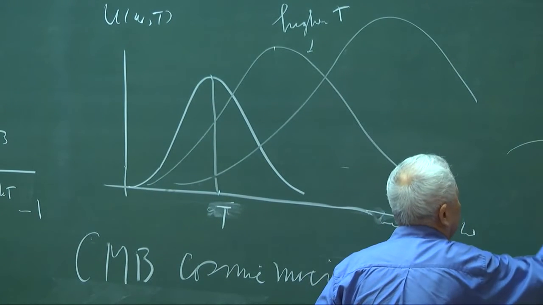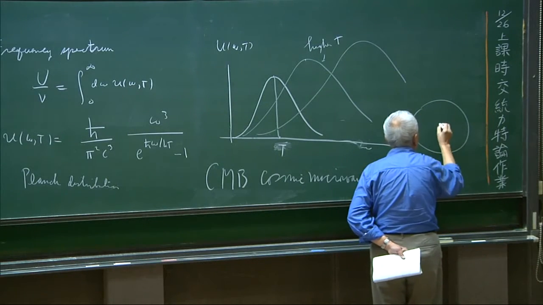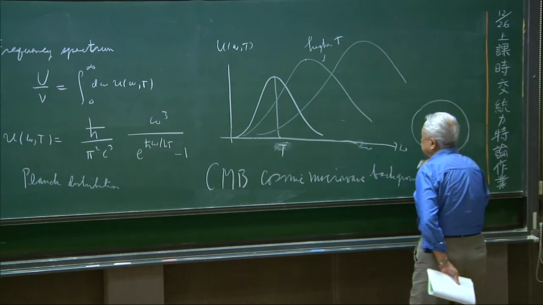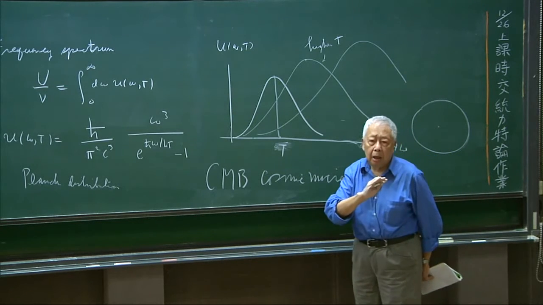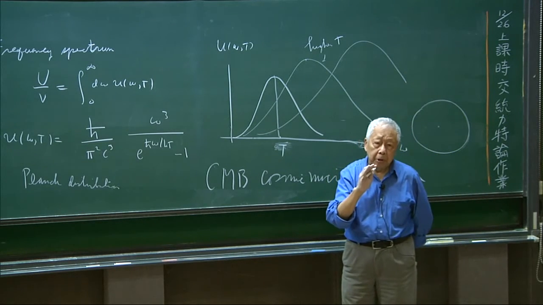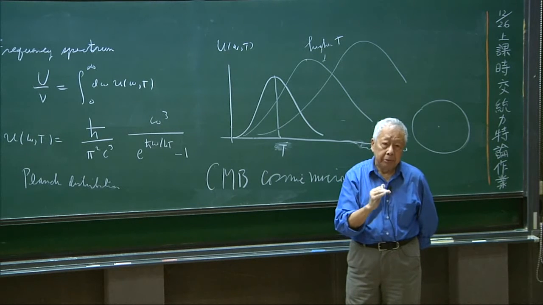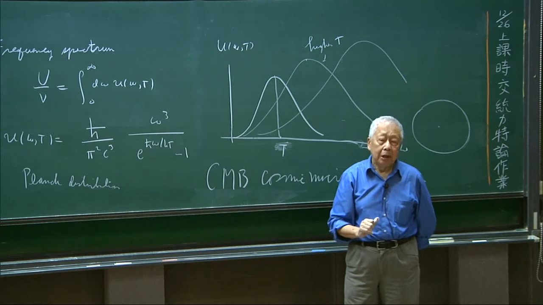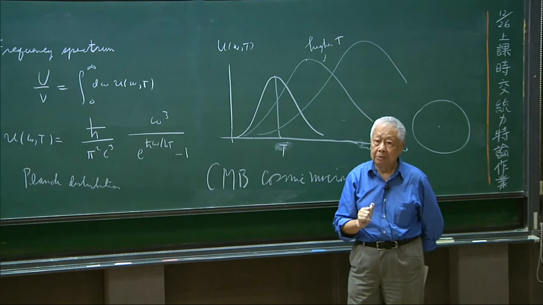Here's the sky. We look into the universe. Everywhere we look, the whole universe is filled with a thermal photon gas, with Planck radiation, and it's uniform in all directions, with a temperature uniform to 1 part in 10 to the 5th.